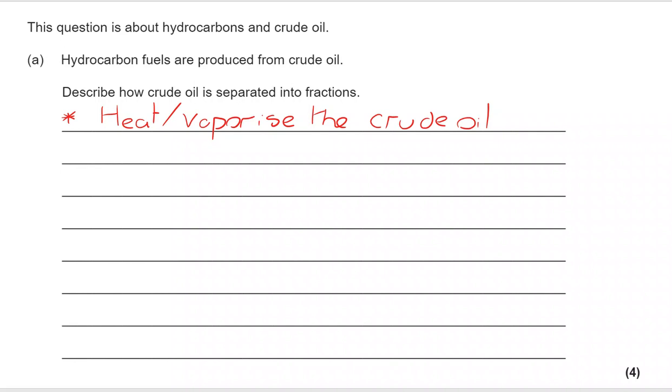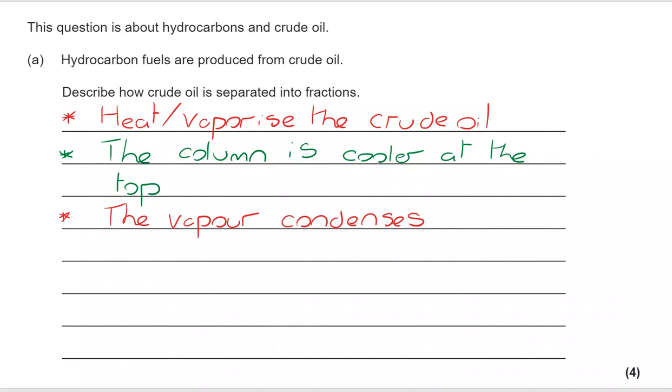Now we know that's happening down at the bottom of the fractionating column. And the fractionating column is therefore hotter at the bottom or cooler at the top. You don't need to say both, but we do need that in there. We also know that after evaporation, we have condensation. So the vapour condenses. But we're not yet talking about how we're separating them.